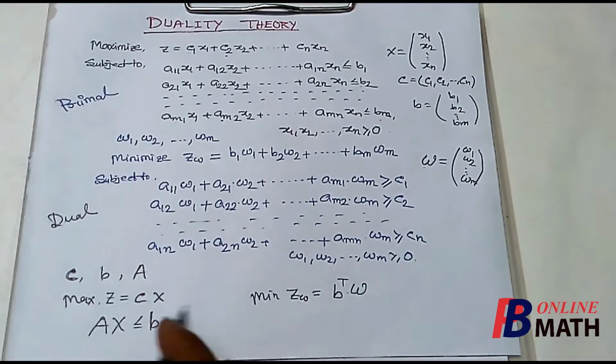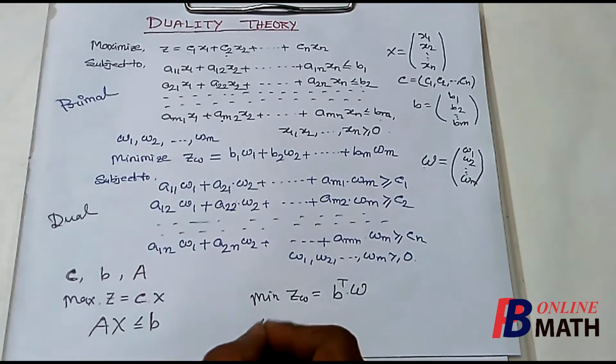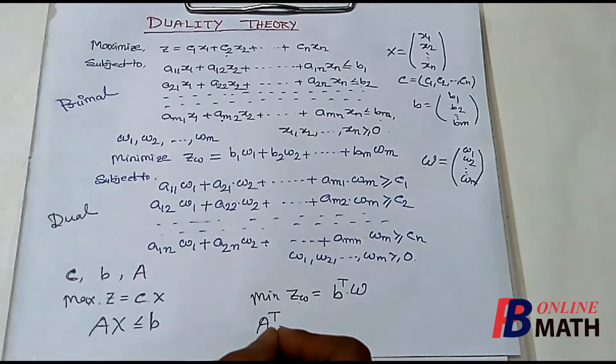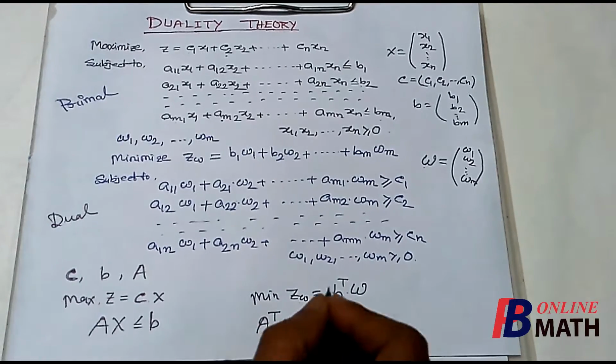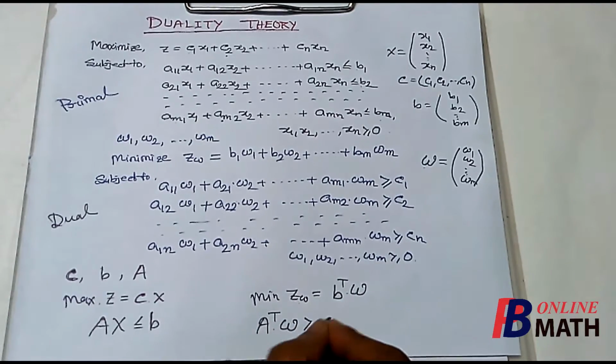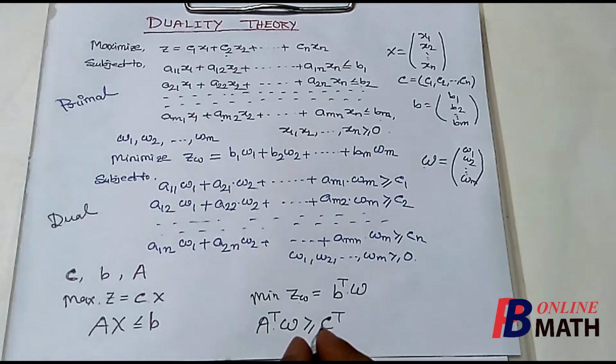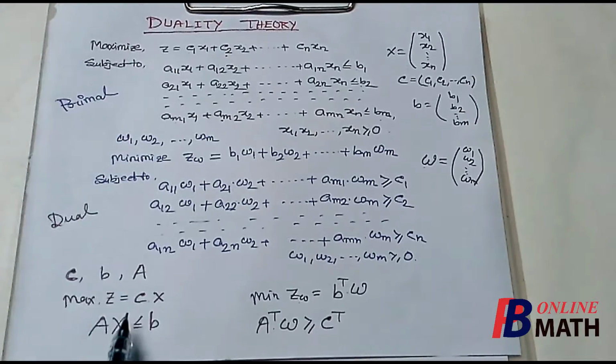Now subject to this can be written as A transpose multiplied by the omega vector, it will be greater than or equal to C transpose, where C is the cost vector of the primal problem. So if we write the primal problem in this manner, maximization of Z equal to Cx subject to Ax less than or equal to b, then the dual problem can be written as Z omega equal to b transpose into omega subject to A transpose into omega greater than or equal to C transpose.